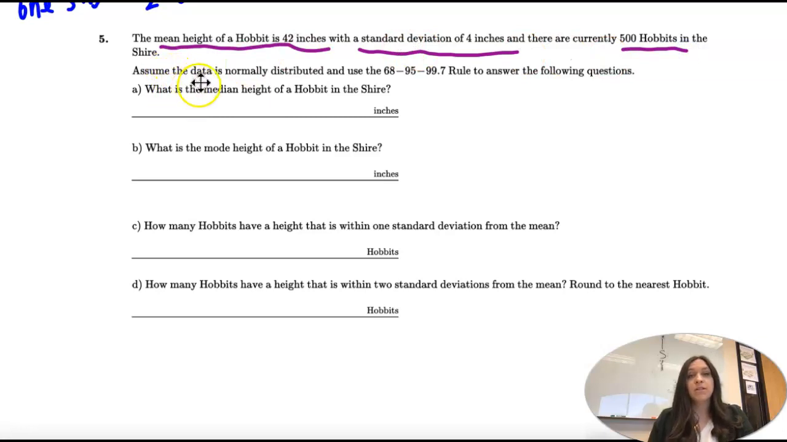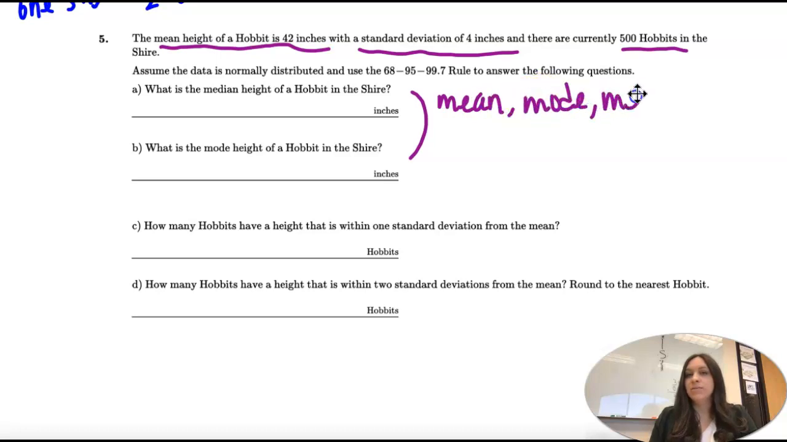Alright. Assume the data is normally distributed, using the 68, 95, 99.7 rule to answer the following questions. So A, what is the median height? And B, what is the mode height of the hobbit? So for these, you need to remember that the mean, mode, and median, all the measures of central tendency, are the same.